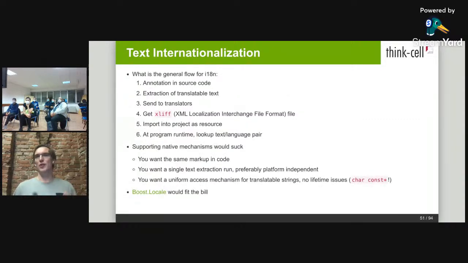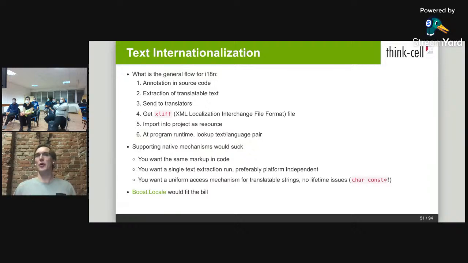The general flow, then, if you have such a translation tool, is always the same. You have your annotated source code. You run a tool that extracts all the text that should be translated. You send that to translators. Then you get it back in some XML file in this XML Localization Interchange File Format. And then you have to import it in your project somehow as a resource.